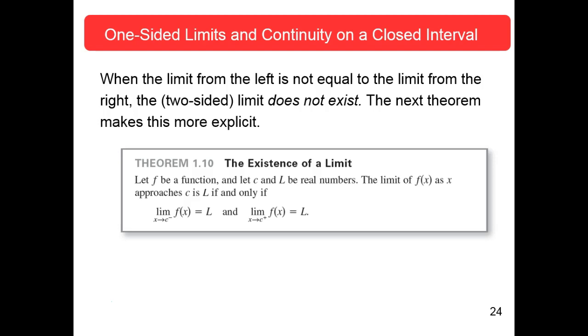Let f be a function, and c and L both be real numbers. Then the limit of f of x as x approaches c is L if and only if the limit as x approaches c from the left of f of x equals L, and the limit as x approaches c from the right of f of x equals L. Both of those must be true for the limit to exist. Period. We've already been doing that, we just didn't explicitly say this.